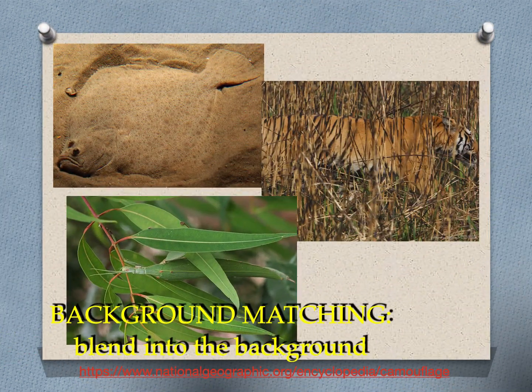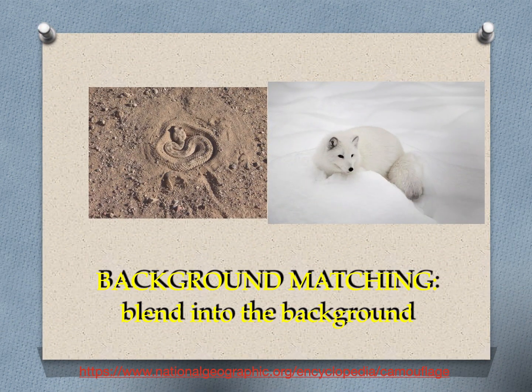For more of this type of background matching, flounders, or halibuts, are fish that can hang out at the bottom and bury themselves. You have some type of insect there that looks like leaves, and a tiger that hides in the bamboo. A sidewinder in the sand, and that's an Arctic fox in the snow.